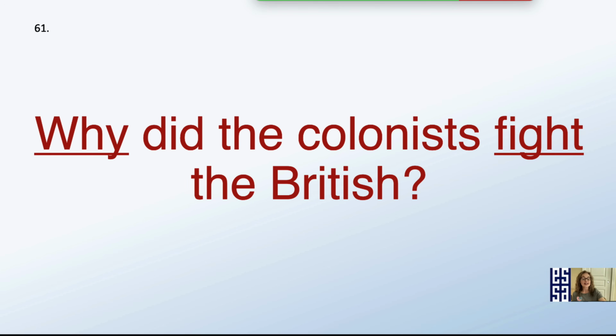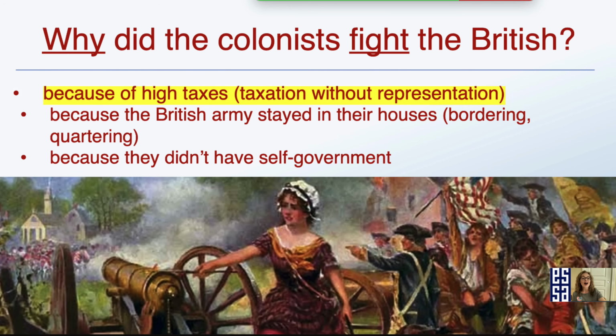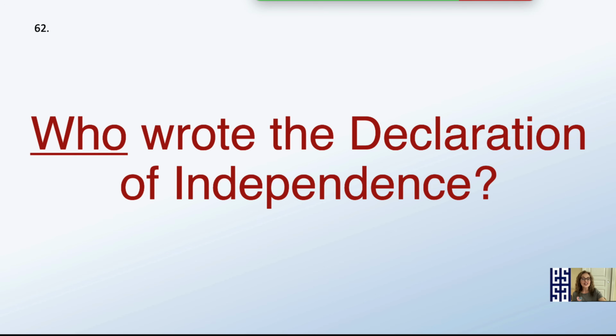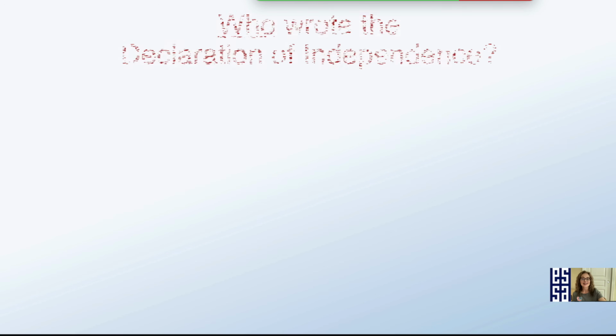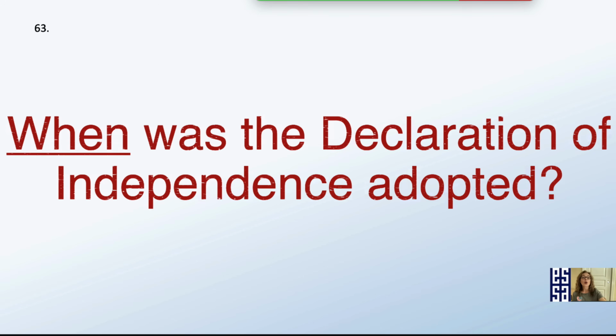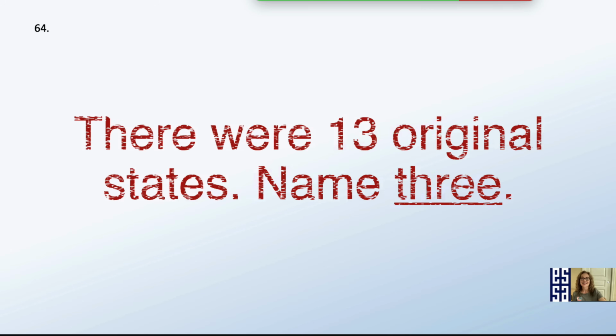Why did the colonists fight the British? Because of high taxes. Who wrote the Declaration of Independence? Thomas Jefferson. When was the Declaration of Independence adopted? July 4th, 1776. There were 13 original states. Name 3.